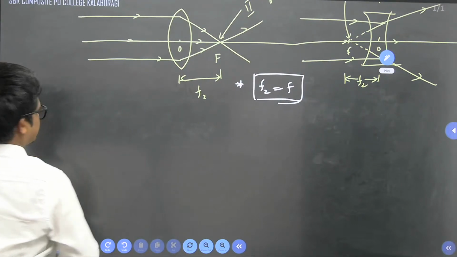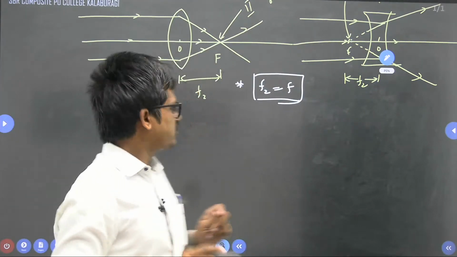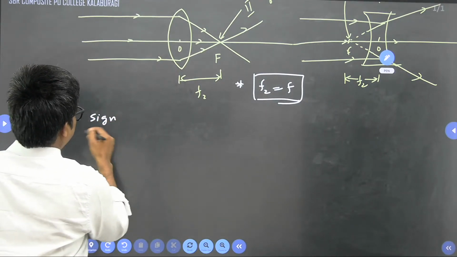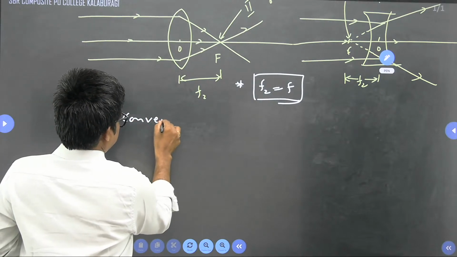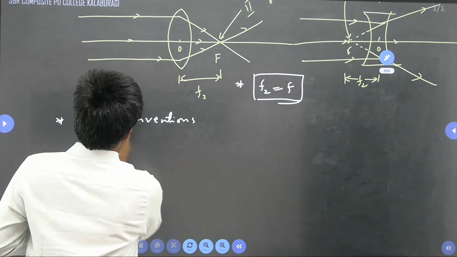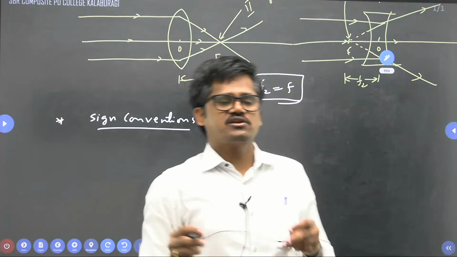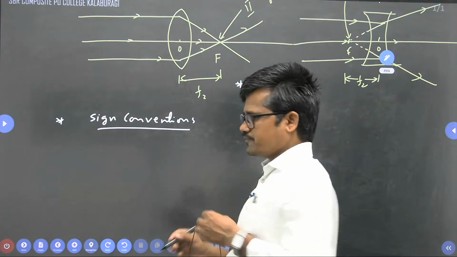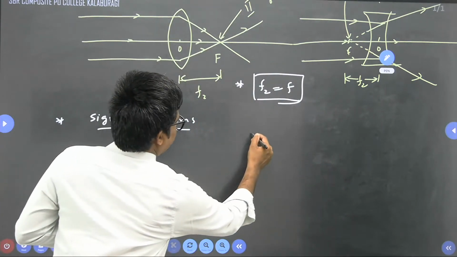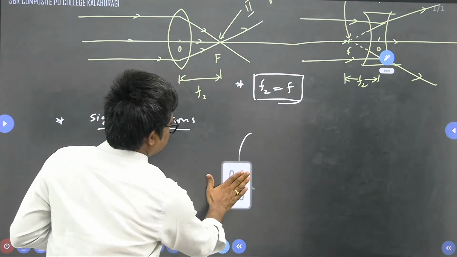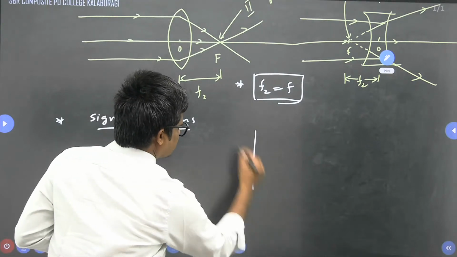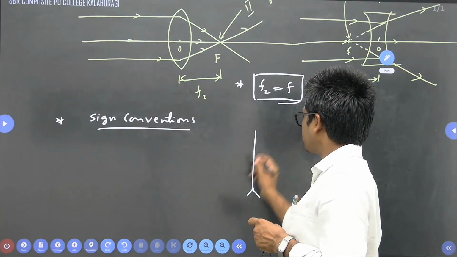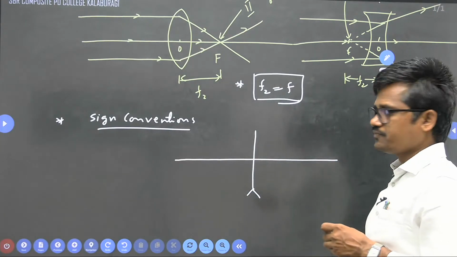Now let me move on. Briefly, you have already learned sign conventions for the concave mirror. The same will apply, with slight changes. These are the modern sign conventions, and sign conventions are needed to work out problems. For the time being, let me take any optical device. It may be convex or concave. This is the principal axis.